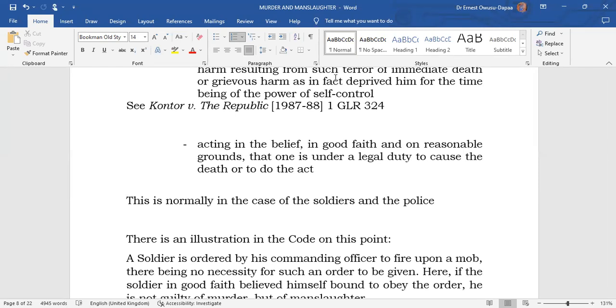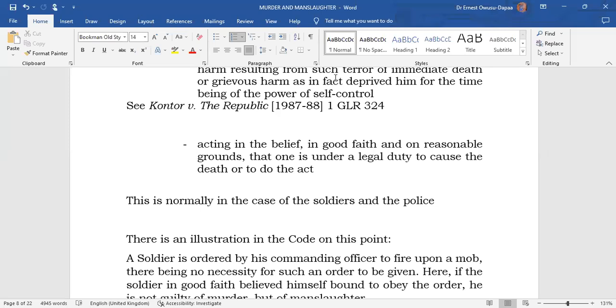So if we look at the case of Kunto versus the Republic, for example, a case which is cited by Professor Mensa Bonsu immediately after Section 52, the appellant and the deceased were cousins. They lived in the same house. And the appellant stabbed the deceased, who died of his wounds later. So there was evidence that the deceased was the bigger and stronger of the two, as well as the aggressor. And the appellant uttered words of remorse when the incident happened. So during the trial, the judge failed to direct the jury on manslaughter as an alternative verdict, given the circumstances of the attack.